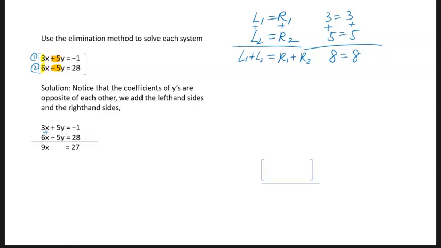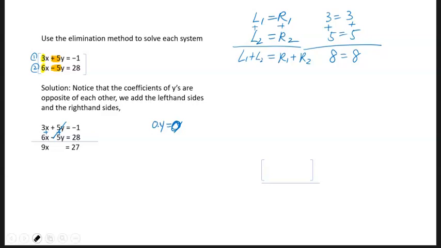I add the left-hand side, so 3x plus 6x is 9x. 5y plus negative 5y, they cancel each other because 5 plus negative 5 is 0. And 0y gives us 0 because 0 times y is 0. And then on the right-hand side, negative 1 plus 28 gives us 27. After we add the left-hand sides and right-hand sides, they should still be equal to each other.